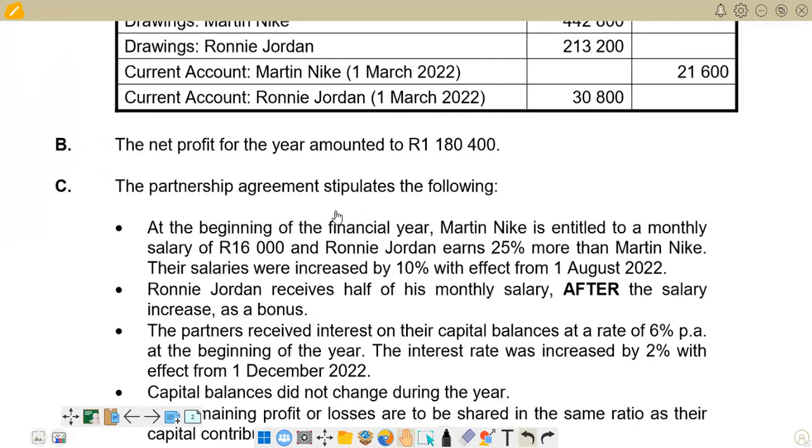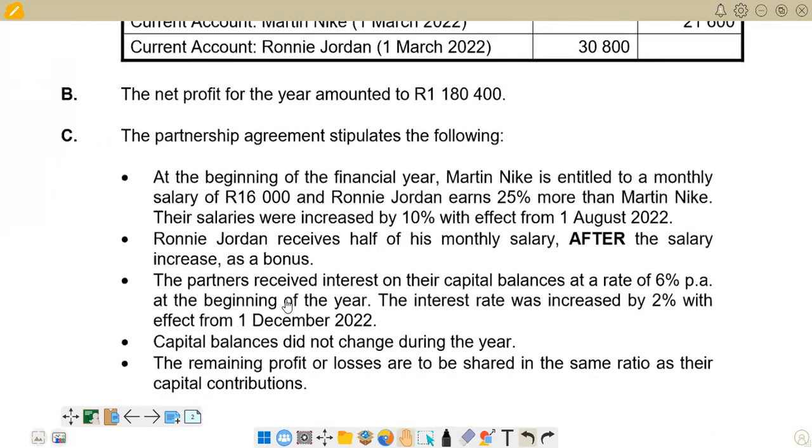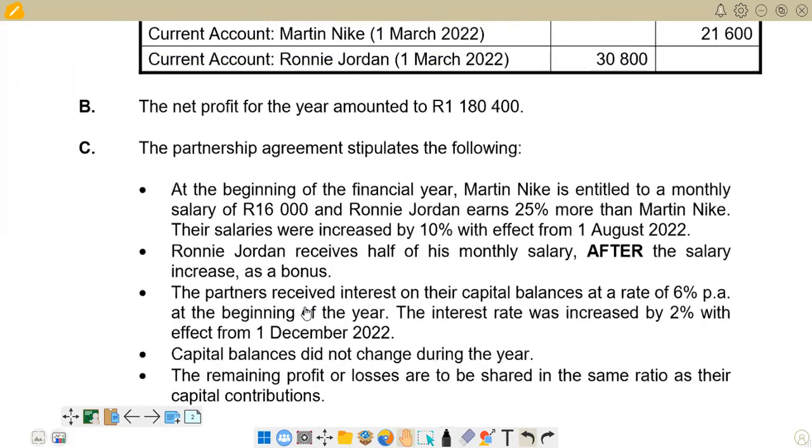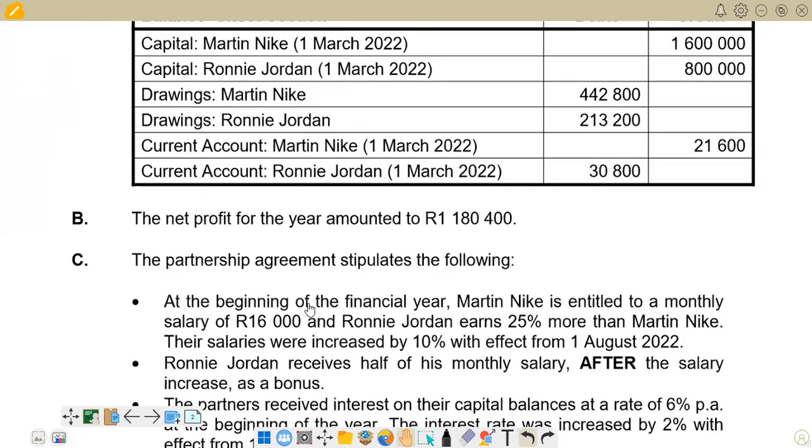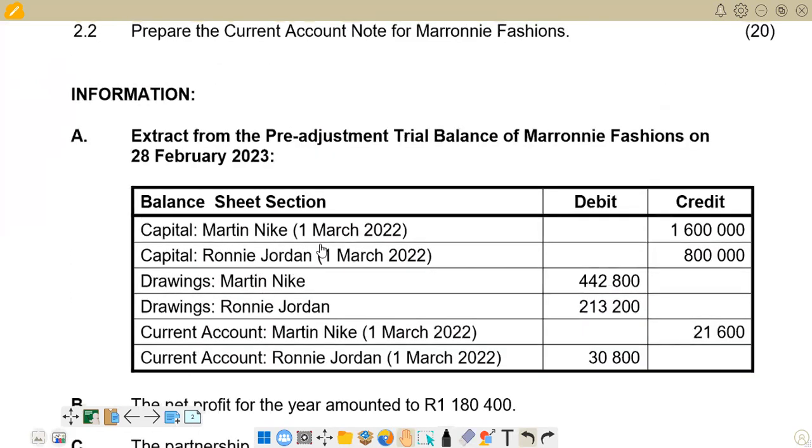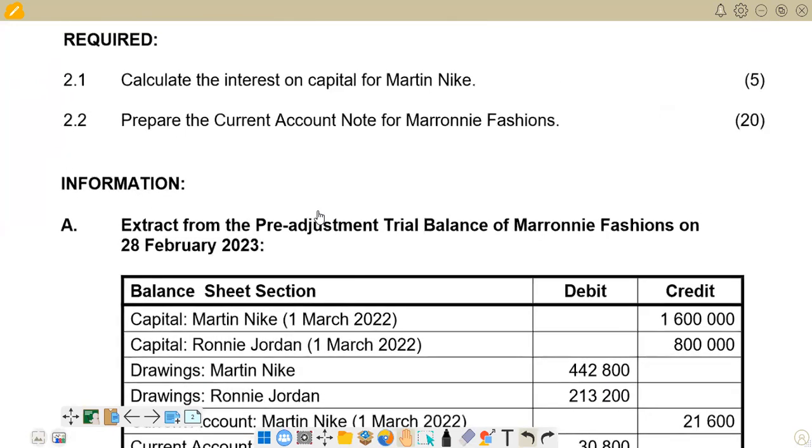And then we also have the terms of the partnership agreement. Remember, before a partnership starts, partners have to agree on certain conditions: the profit sharing ratio, how the interest on capital is going to be calculated, and even interest on drawings. That is what consists of the partnership agreement, something that has to be agreed before the partnership commences. Beneath that, we see the end of the question. We are going to refer to this additional information as we make the calculations and preparations for the current account notes.